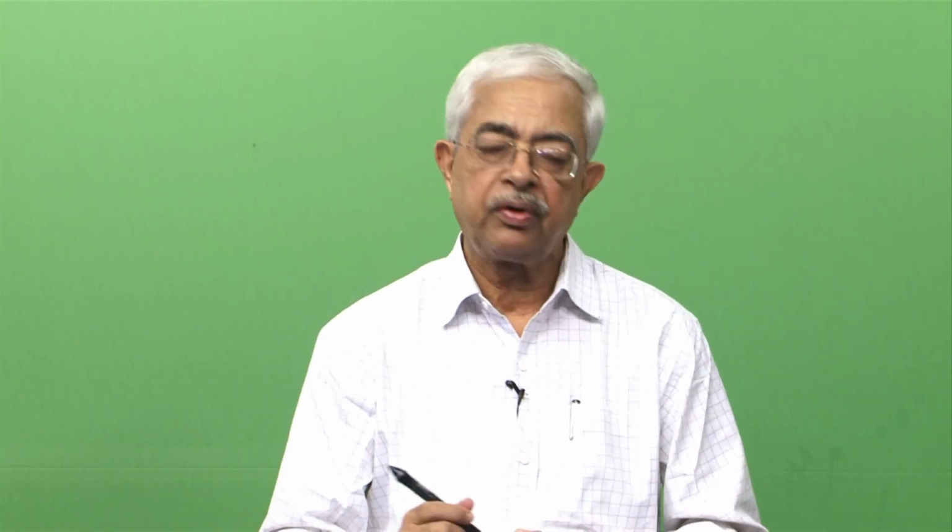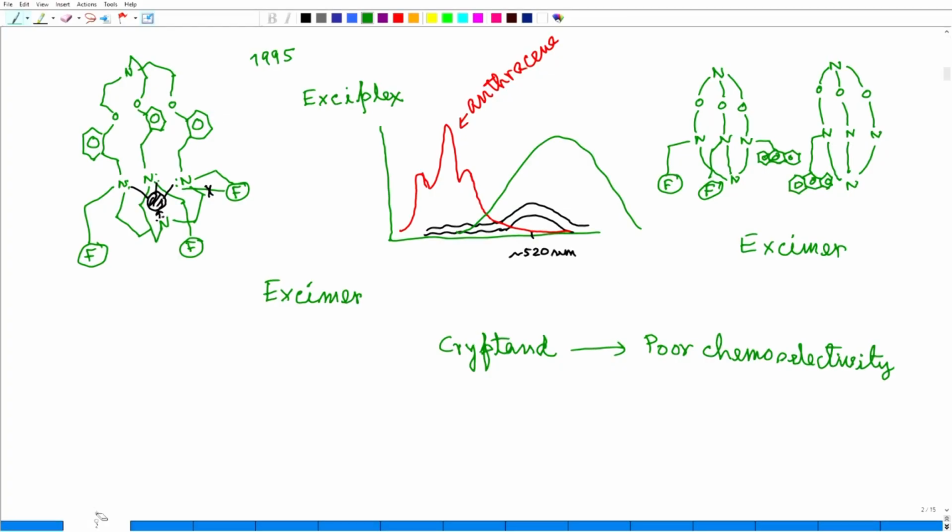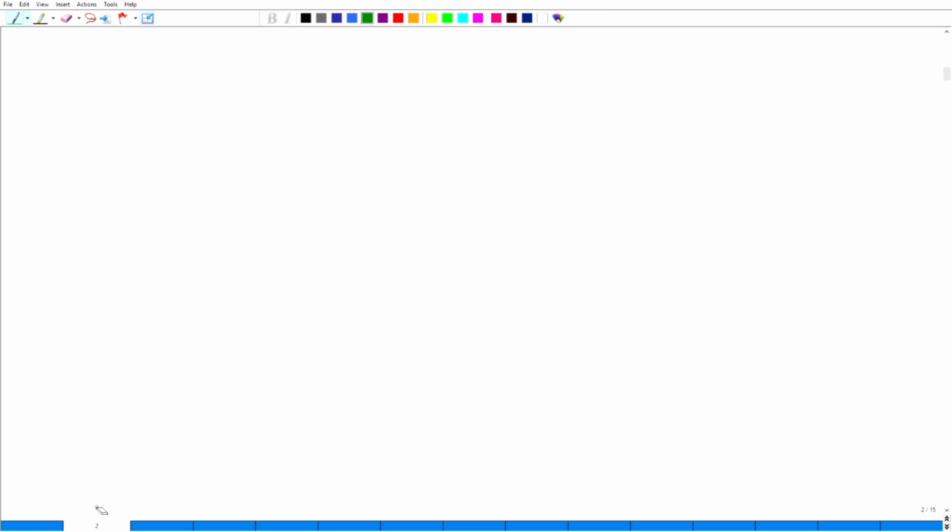Now, doing this work, we found we were very unhappy. So, we tried to make, from tris we made mono and bis as well. You make mono. This fluorophore is anthracene, remember. So, I am not writing too many. Mono and bis.